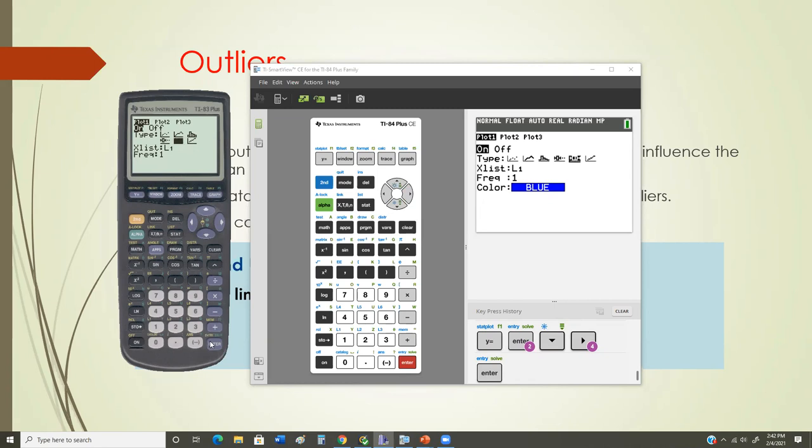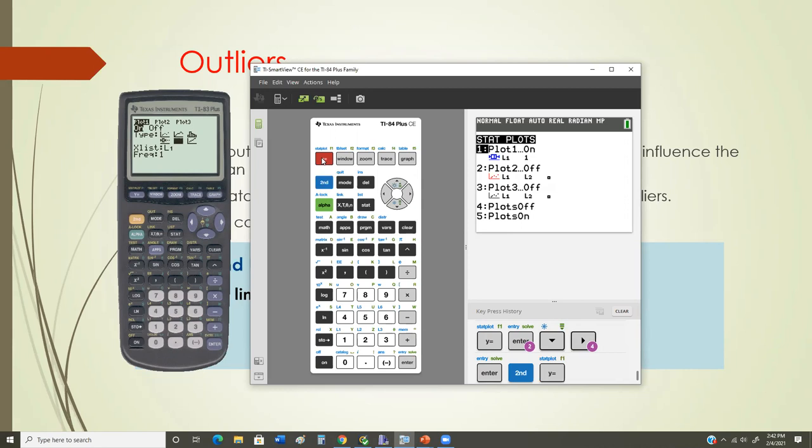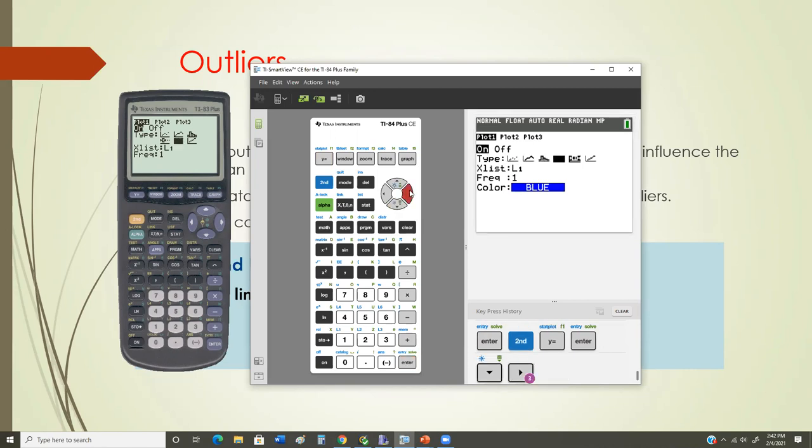Okay. Professor Matt, could you go back to where we get into this plot thing? Sure, no problem. You're going to hit second function, stat plot, so second function Y equals. Then under number one, you're going to make sure it's turned on. And then you're just going to select this.